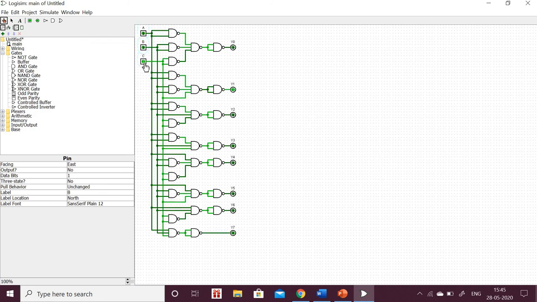So whatever value that you are applying at the input, the corresponding output line only will be activated. For 0 0 0, y0, for 1 1 1, y7. So this is the construction of the decoder using Logisim.